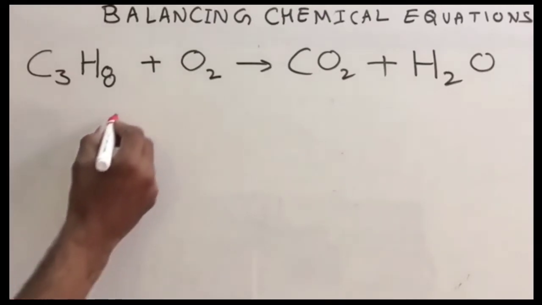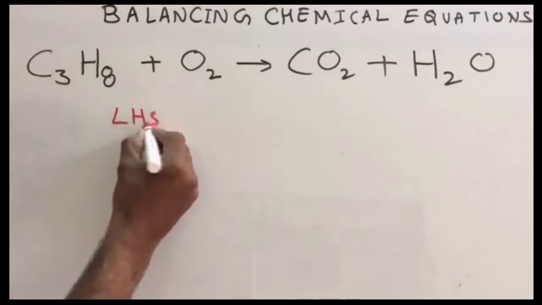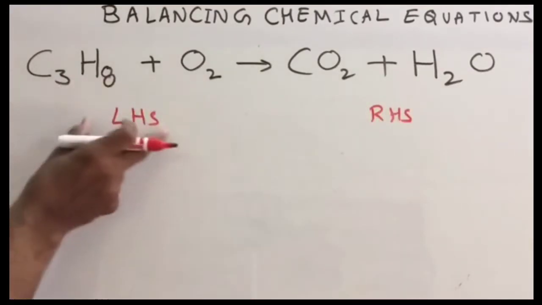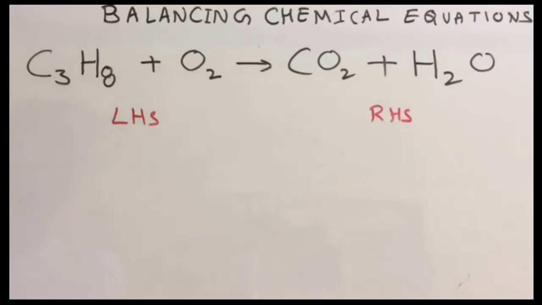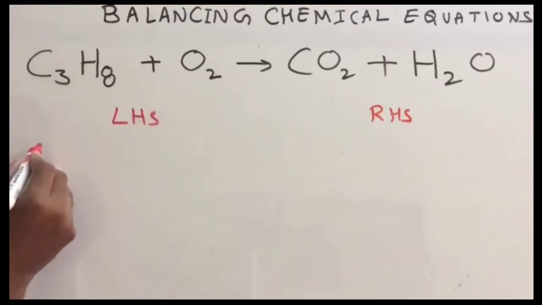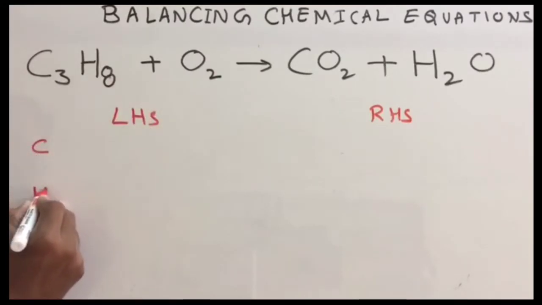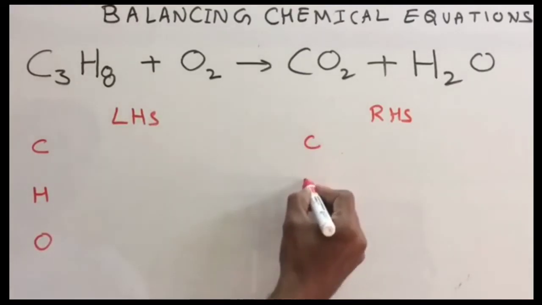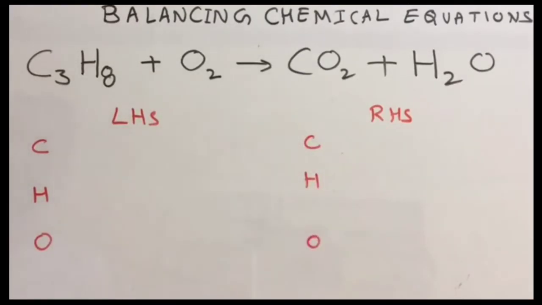First write LHS and RHS. LHS is the reactants and RHS is the products. Then check which atoms are present, like carbon, hydrogen, oxygen. Write carbon, hydrogen, oxygen. Similarly for RHS also, carbon, hydrogen, oxygen. Then count the number of atoms of each.